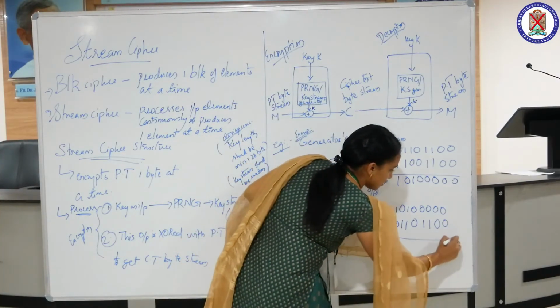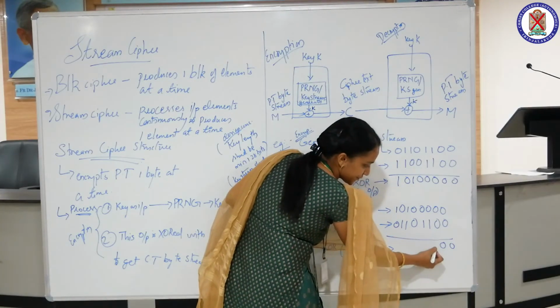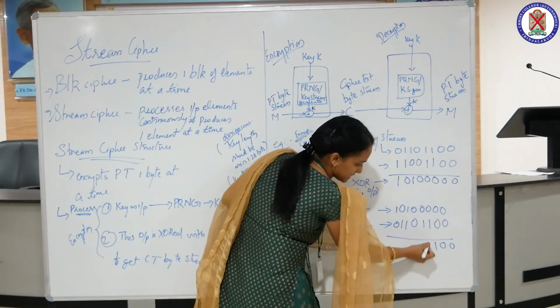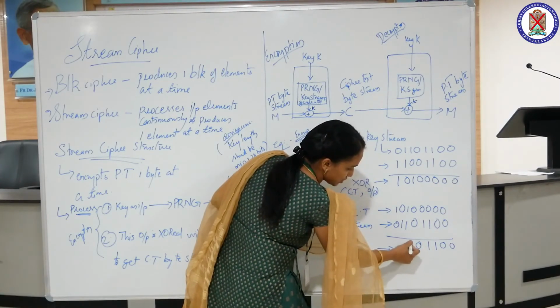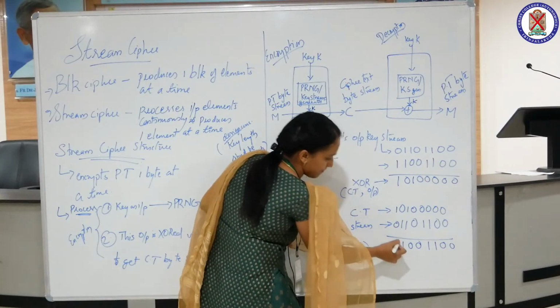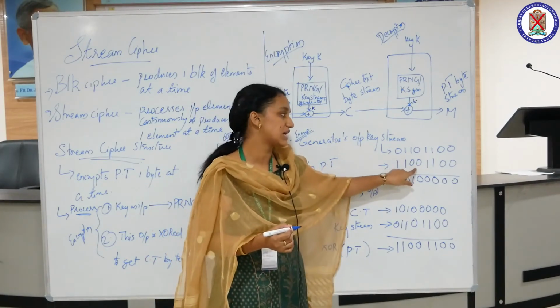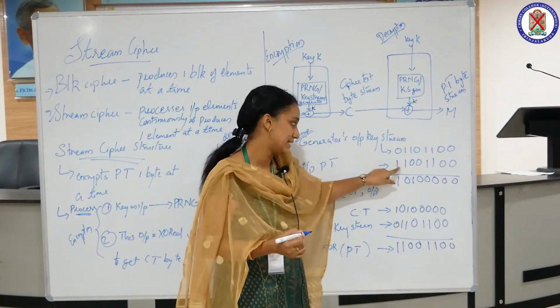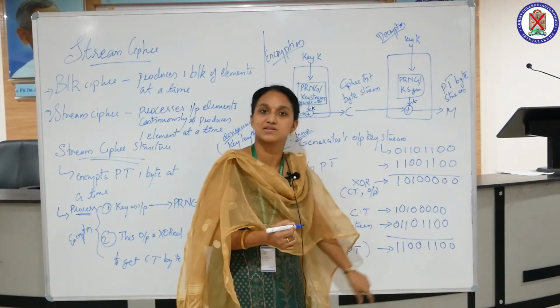I'm going to perform the XOR. Same bits, so it's a 0, same, it's a 0, it's different, so 1, it's different, it's 1, again the same, 0, it's the same, 0, it's different, so 1, and again it's different, it's 1. Now let's cross check. Is this the plain text which I have already given? Yeah, exactly. 11001100.